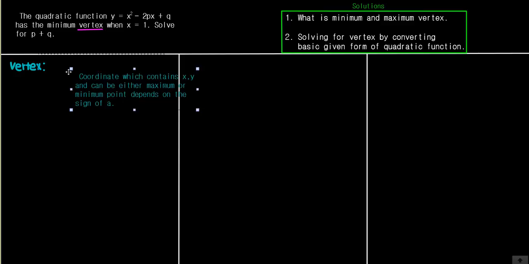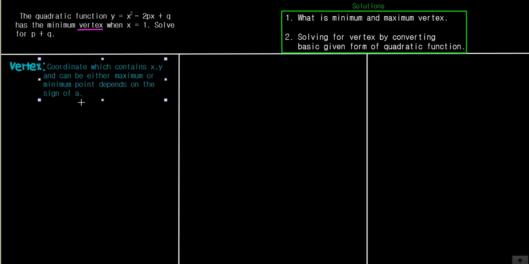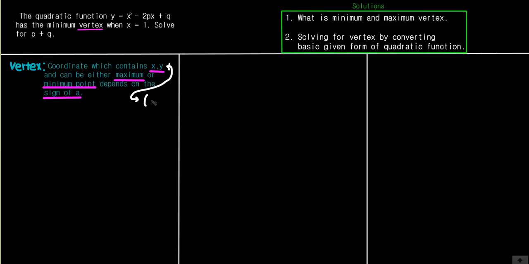Definition of vertex: it is a coordinate which contains x comma y, like a normal coordinate. It contains the x comma y, and it can be either a maximum or a minimum point, and that depends on the sign of a. The meaning of it contains x comma y, that means if we convert this into our normal coordinate, it is going to be x comma y.